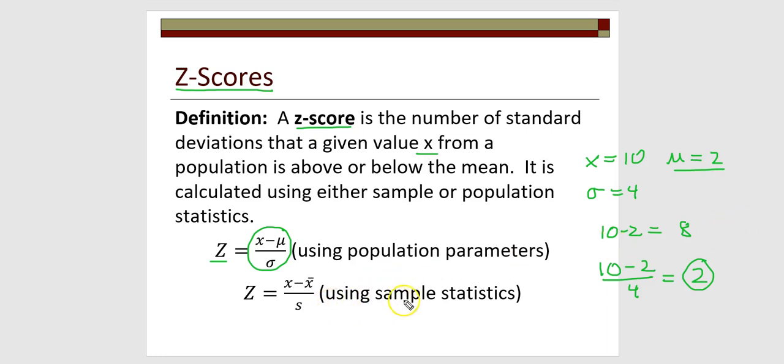Now you can also use sample statistics to calculate z-scores in case you don't have the population mean and standard deviation at hand. You can just evaluate x minus the sample mean divided by your sample standard deviation. And that's how we calculate a z-score. Once again, you should think of it as determining the number of standard deviations that a score x is away from the mean. Alright, now let's consider some uses for z-scores.